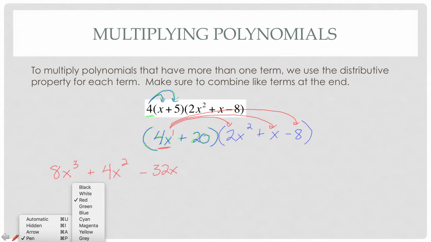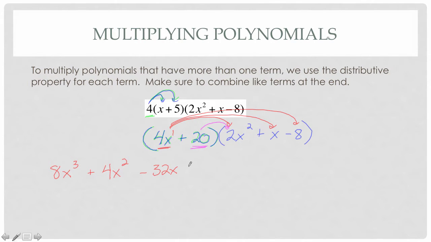All right, now that's great. Well, let's move on. We've got another one to go here. We've got the 20. The 20 multiplies the 2x squared, so it gives me 40x squared. 20 times 2 is 40, plus I got the x squared. 20 times x is going to be plus 20x. And 20 times the negative 8 is minus 160.